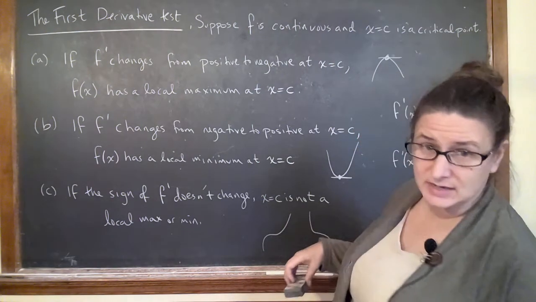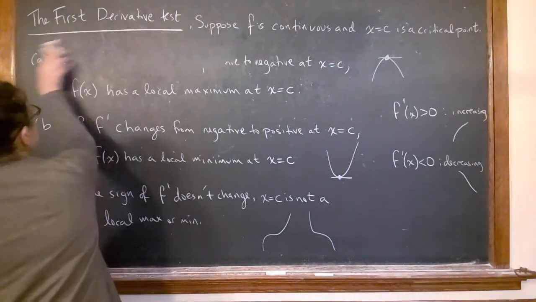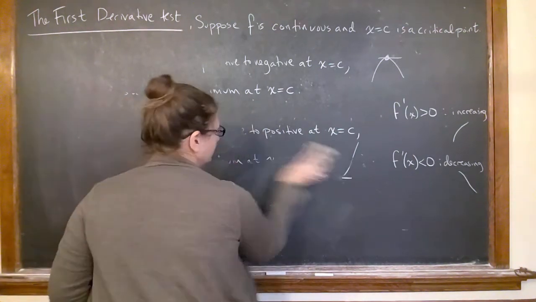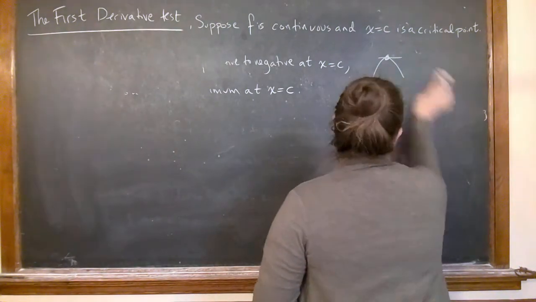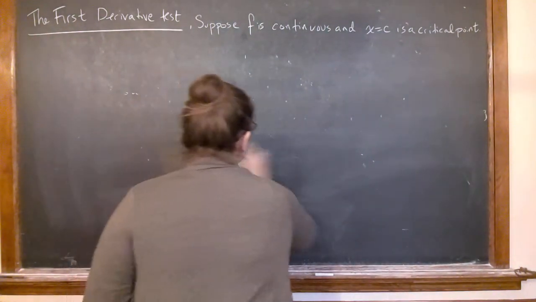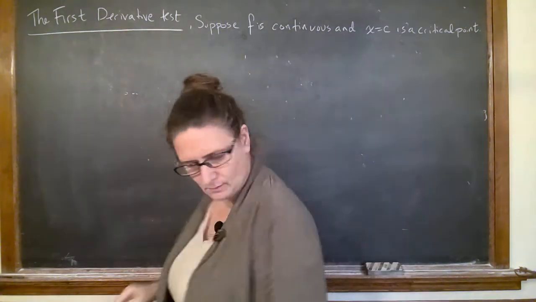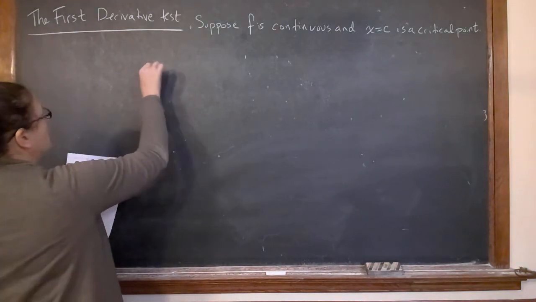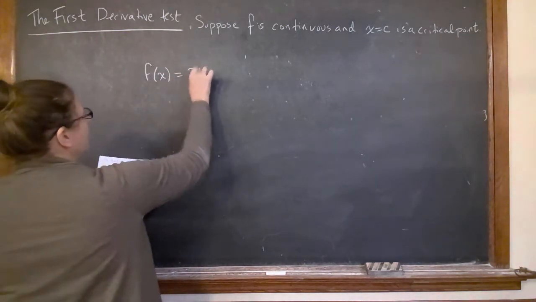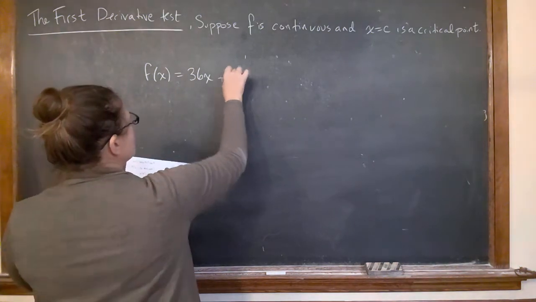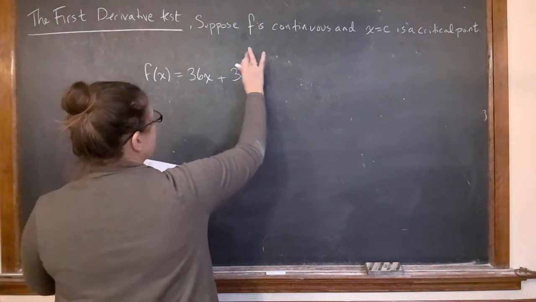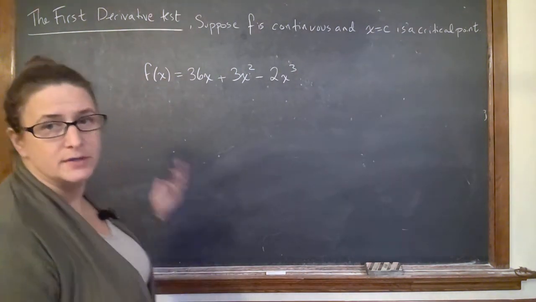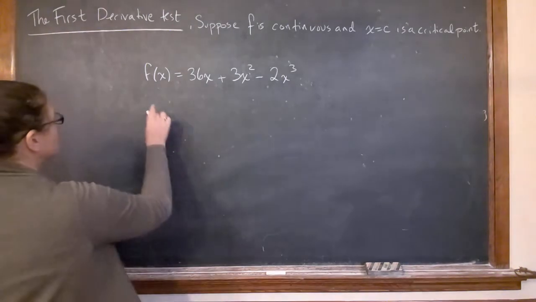So let me give an example. Here's a function, f of x equals 36x plus 3x squared minus 2x cubed. All right, straightforward, right? So we go ahead and we find the critical points.